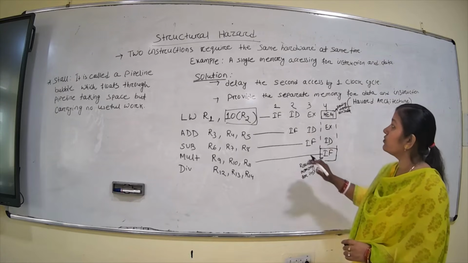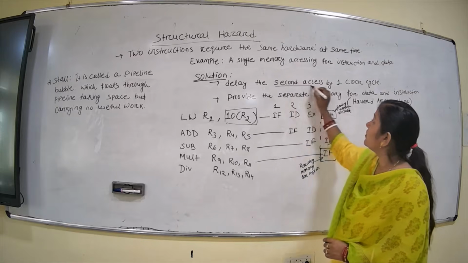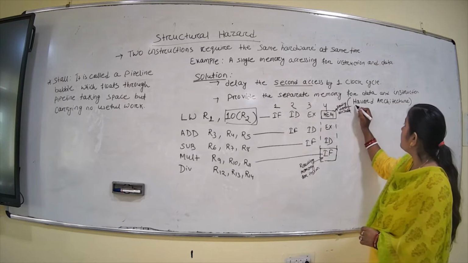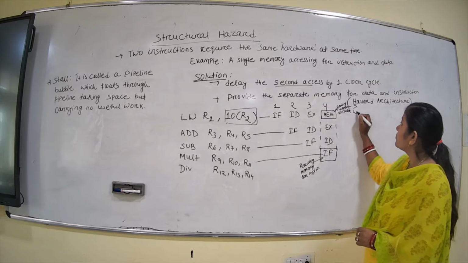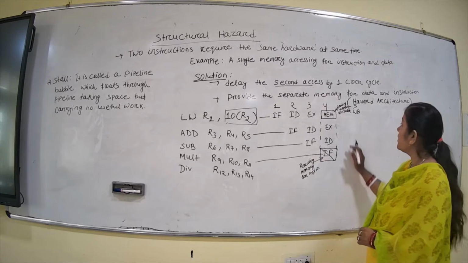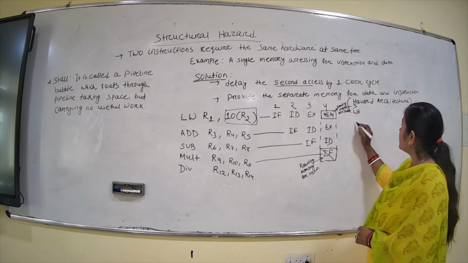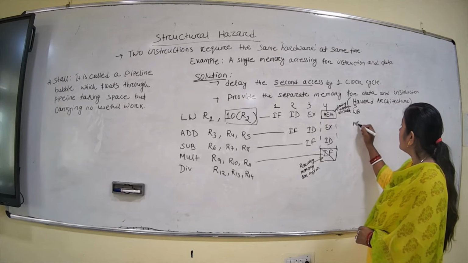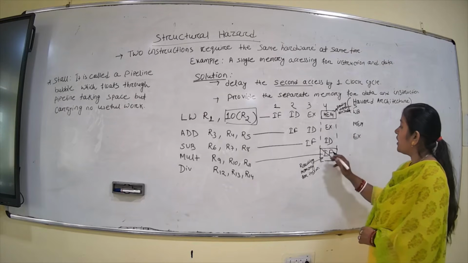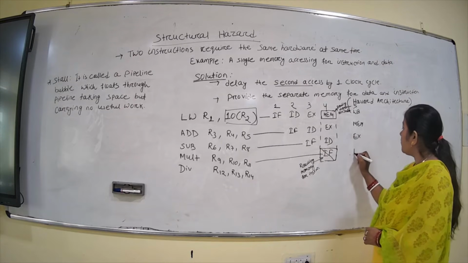So what will we do? We will just delay the second access. That means at the fifth clock cycle, the first instruction goes to write back, and this one goes to the memory. The third instruction will go to execute. Now, instruction fetch, what can I do here?